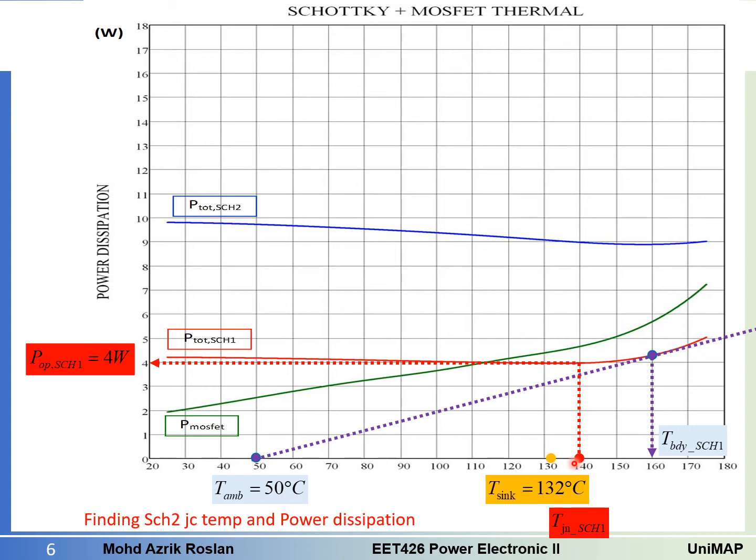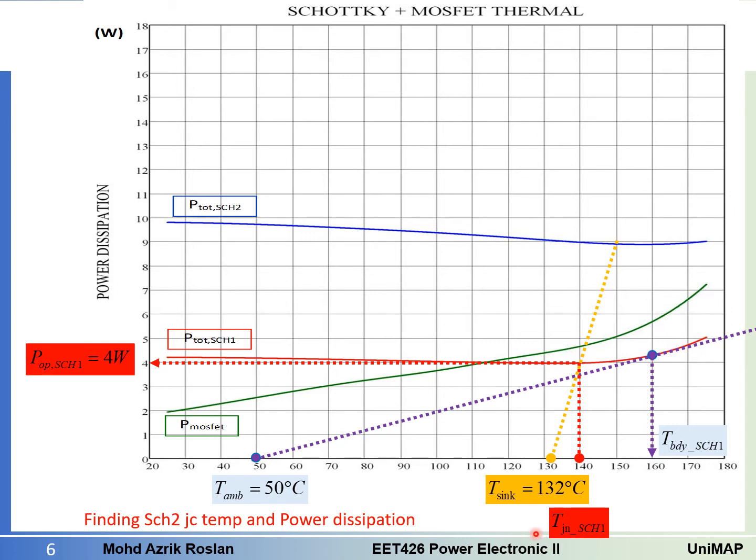Okay, and then based on this, we know that the heatsink temperature will be the same for all three components. Why is it the same? Because all three components will be put on the same heatsink. So the temperature that will be common is this one, the T-sink.